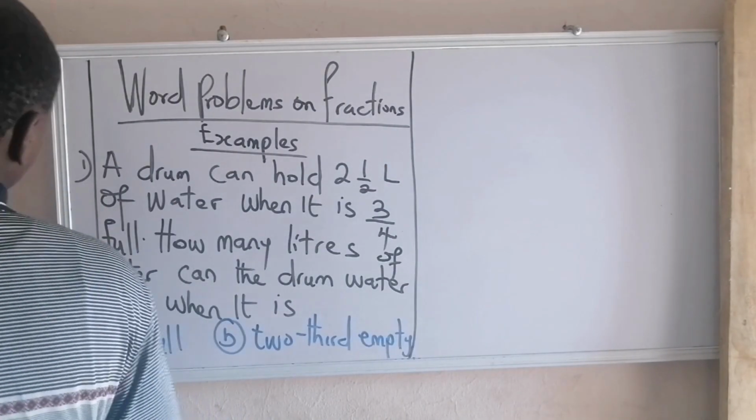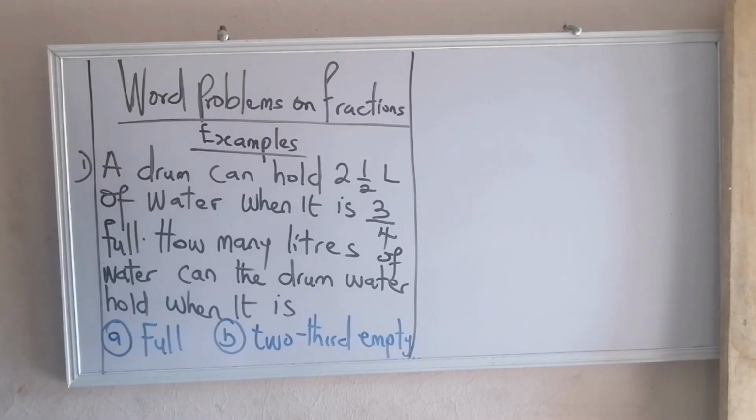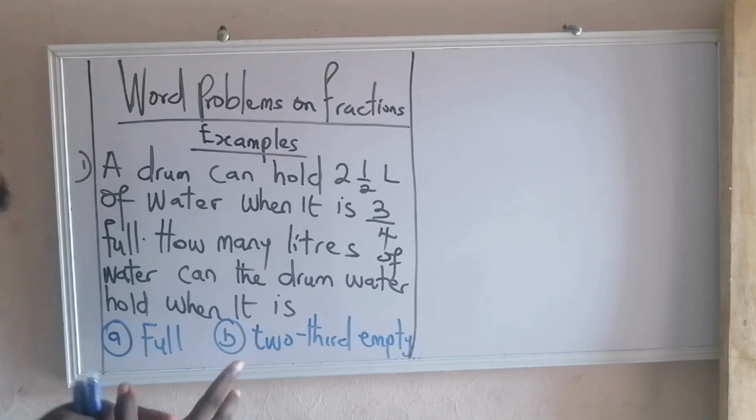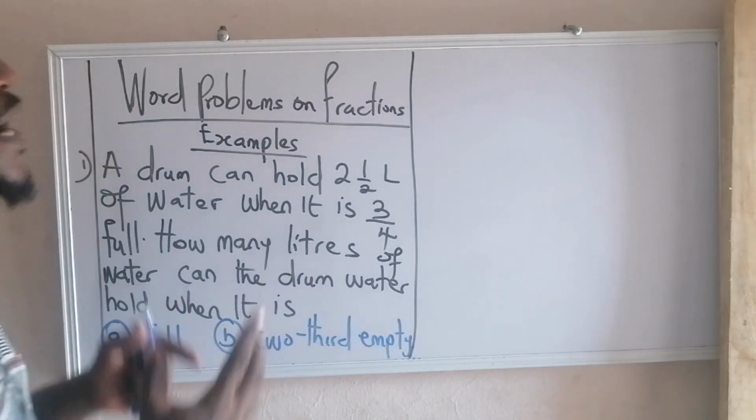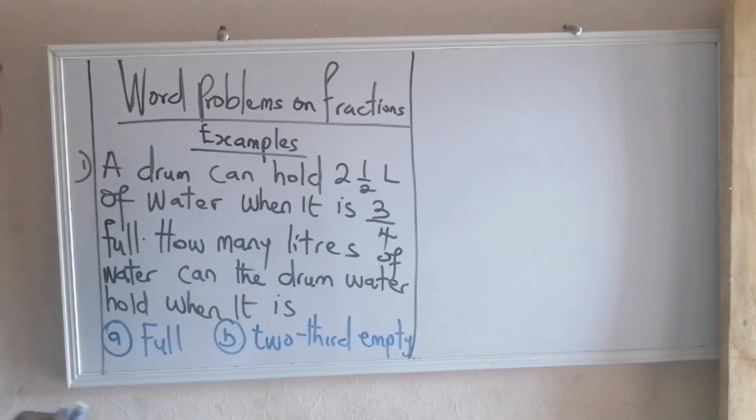The question says that a drum can hold 2.5 liters of water when it is 3/4 full. How many liters of water can the drum hold when it is full? That's A, and B when it's 2/3 empty. So you have a drum. When it's 3/4 full, it is 2.5 liters. So we have to get the capacity when it is full and when it is 2/3 empty.